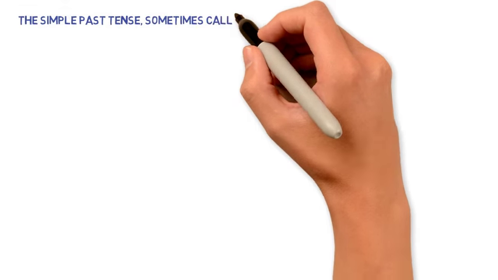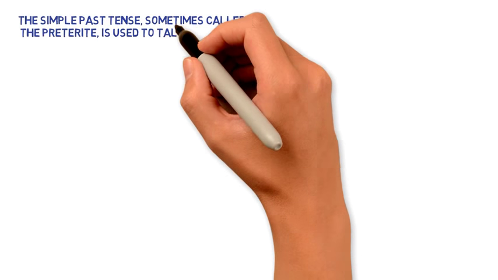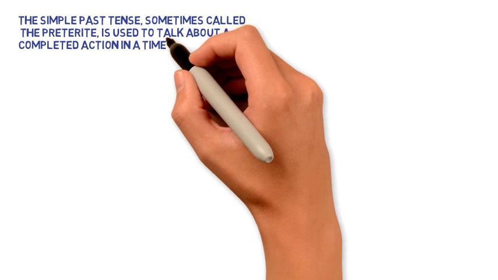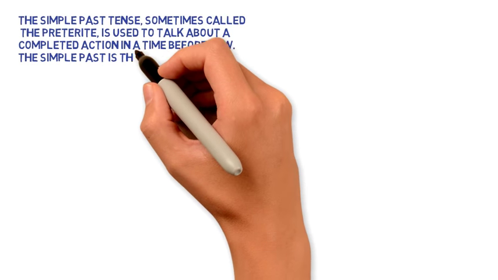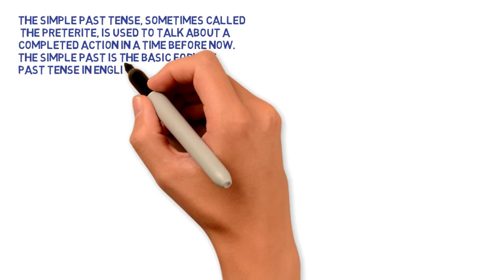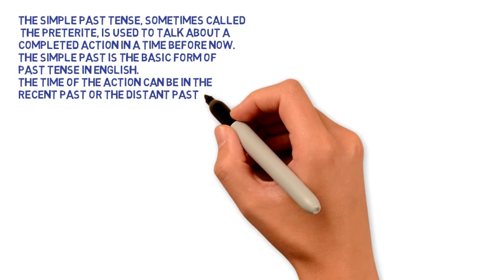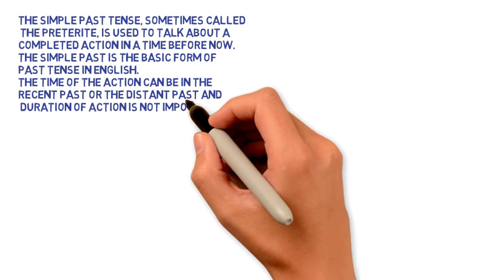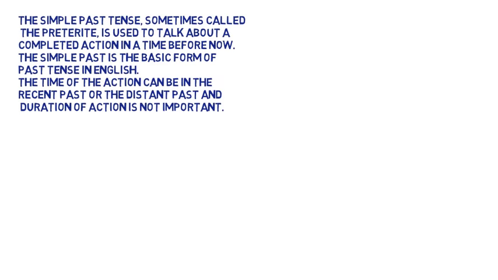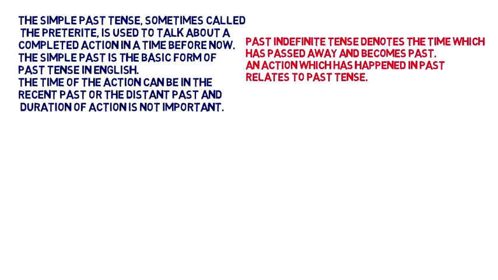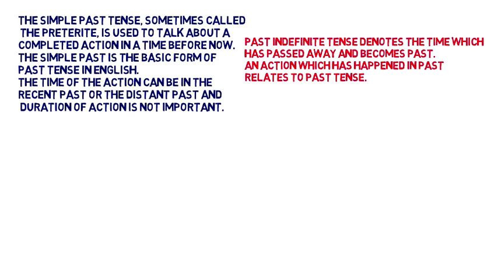Past indefinite tense, or the simple past tense, sometimes called the preterite, is used to talk about a completed action in a time before now. The simple past tense is the basic form of past tense in English. The time of the action can be in the recent past or the distant past, and the duration of the action is not important. Past indefinite tense refers to a time which has passed away and become past.